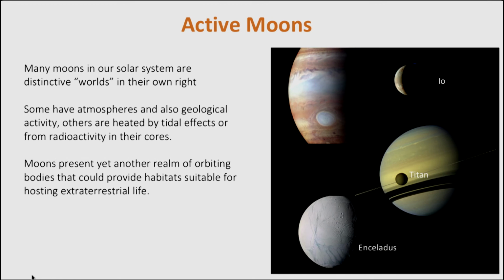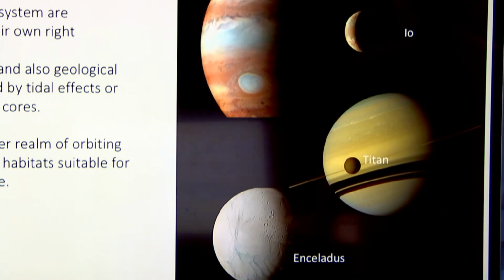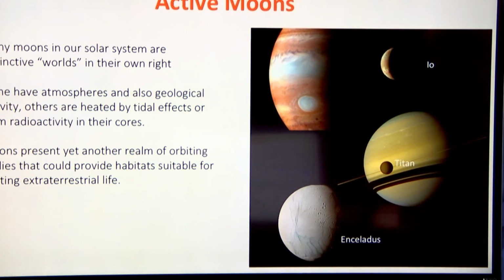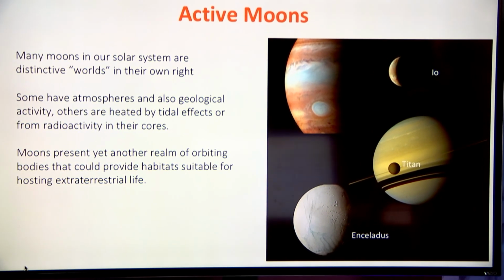Some of the moons have atmospheres. Titan, for example, has an atmosphere made of the same substance that you're breathing right now, nitrogen, and an atmosphere as thick as the Earth. Some have geological activity, others are heated by tidal effects, and so they have a lot of chemical dynamic processes going on in their surfaces and interiors. And they also have radioactivity in their cores that acts as a heating source, even when they're far from the Sun. So moons represent another category of objects that could potentially host extraterrestrial life.